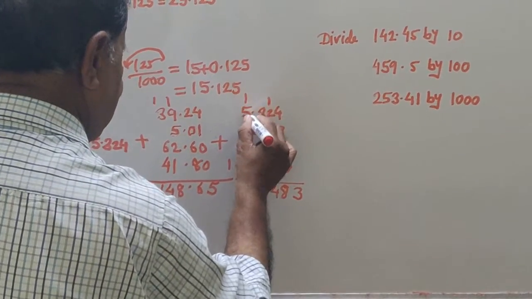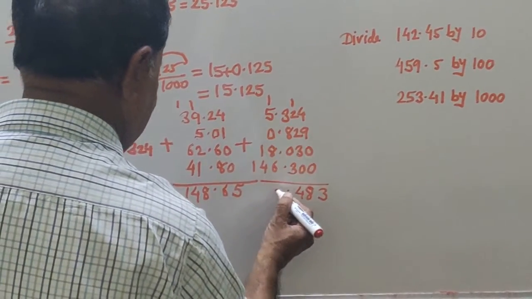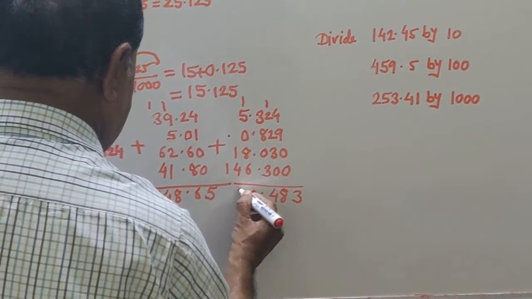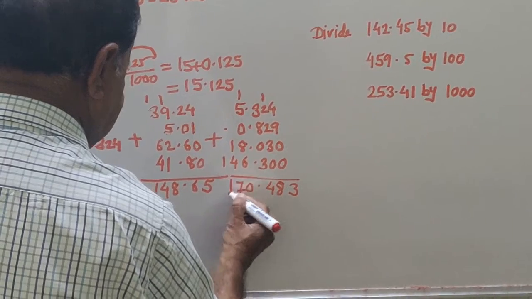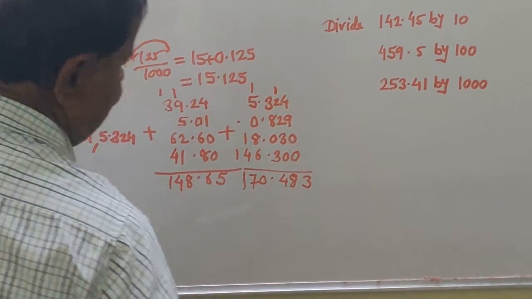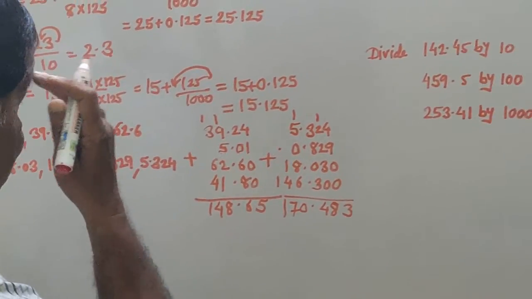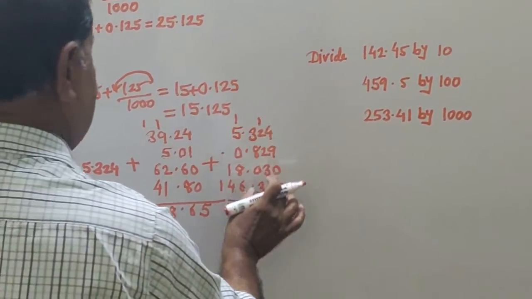Carry 1. 5 plus 1 is 6. 6, 12, 20. Carry 2. 2 plus 4, 6, 7. And the answer is coming to be 170.483. You understand this one? Then the position of decimal must be equal.